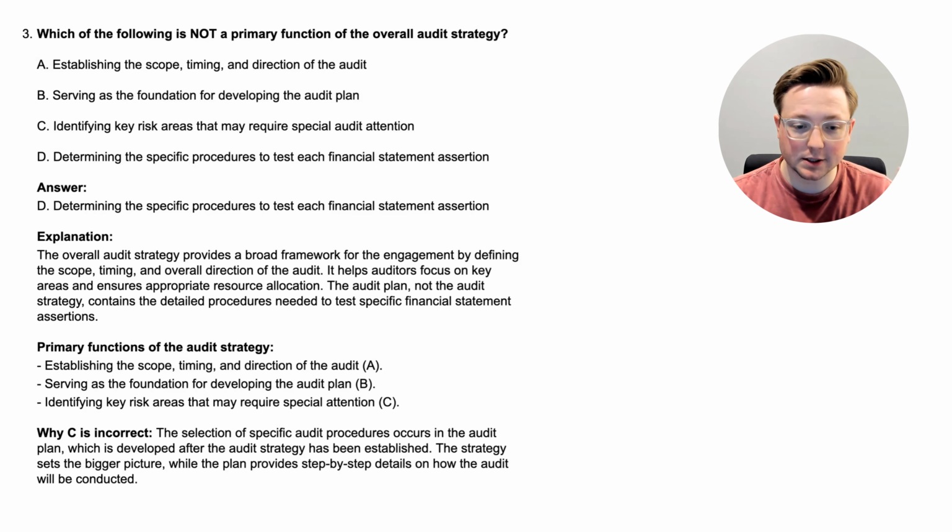So one more time, let's talk about why D is incorrect. The selection of specific audit procedures occurs in the audit plan, which is developed after the audit strategy has been established. The strategy sets the bigger picture, while the plan provides step-by-step details on how the audit will be conducted. So overall, again, audit strategy, broad overview of what you're going to be doing in the audit, whereas the plan is much more specific. Now let's go to the next question.